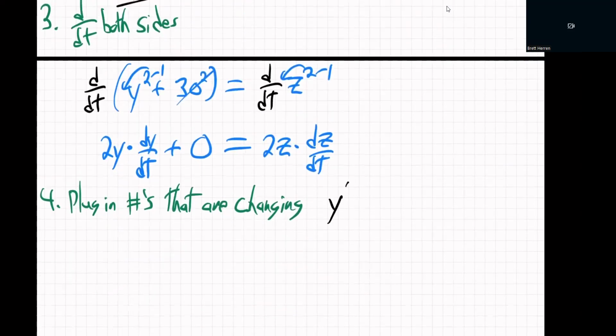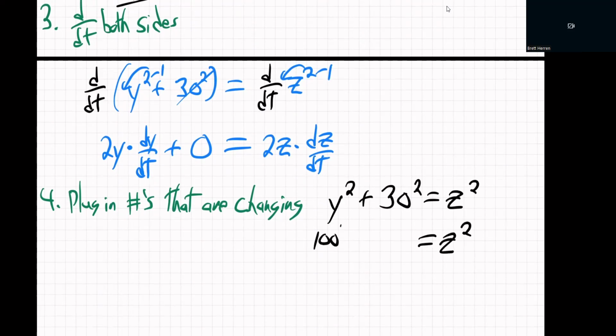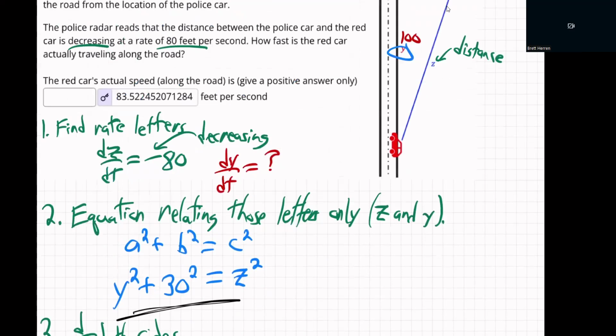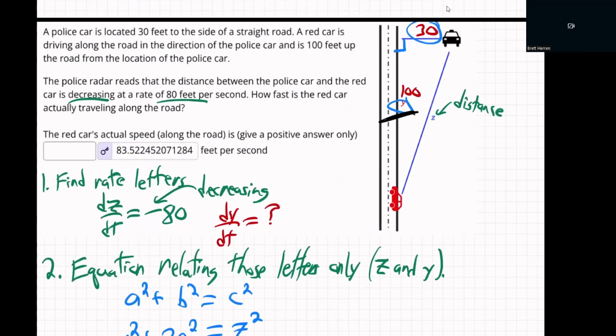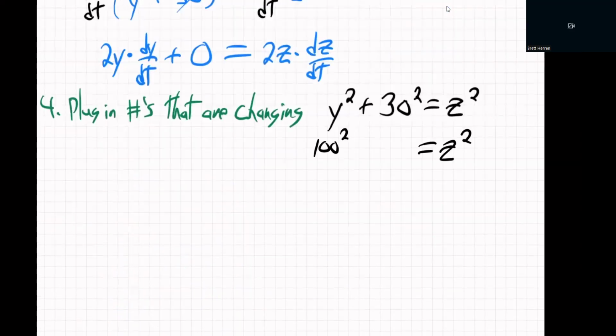So we get y squared plus 30 squared is z squared. And then remember, now we can plug in 100 for that y because y is 100. We just couldn't put it in before the derivative because y is changing. But now we've already done the derivative. Rates of change are done. Plug in y is 100. Totally fine to plug in now. And so that's going to be whatever number that is. Isn't that 10,000 and then 30 squared is, it's going to come up to be 19,000.